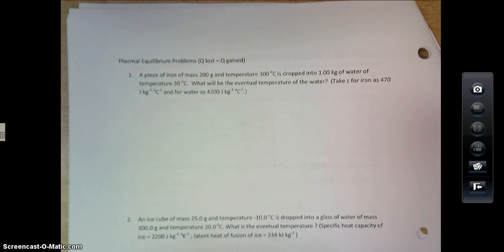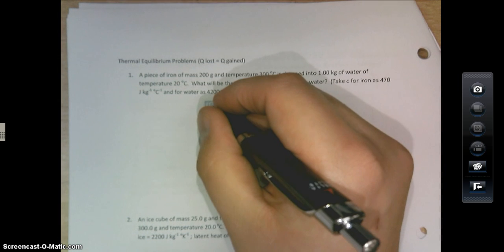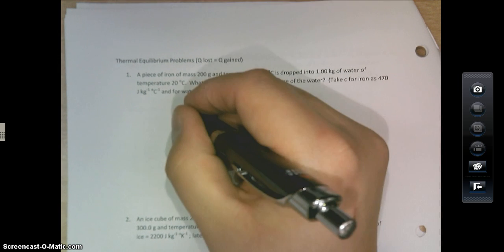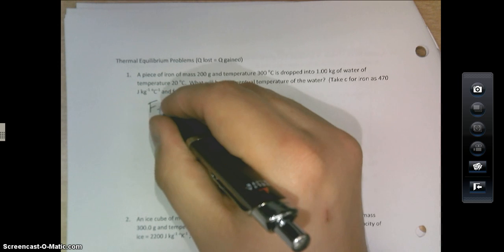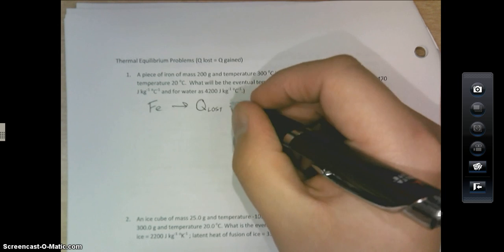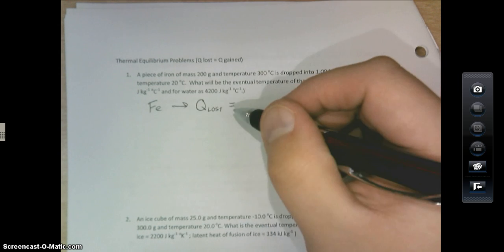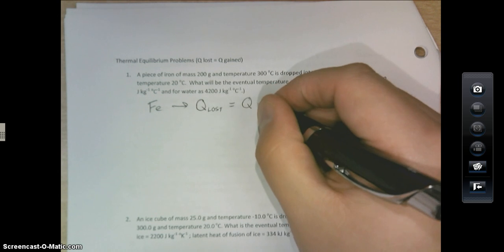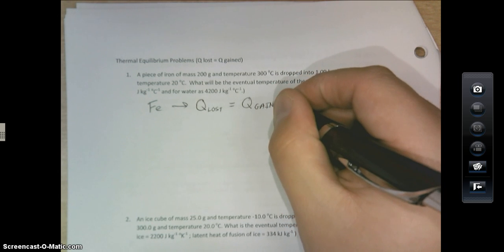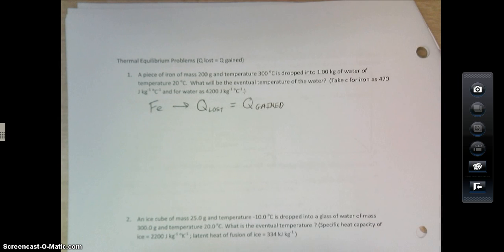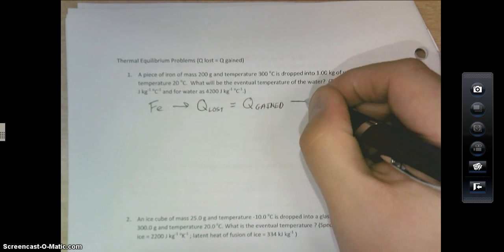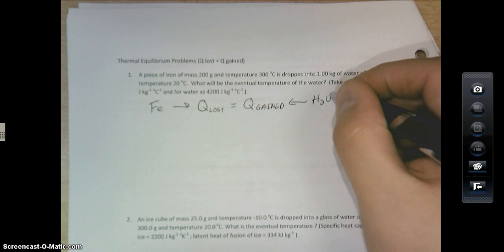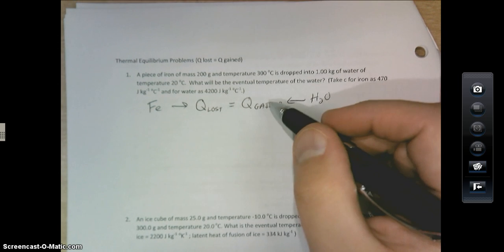Okay, so if we think about this in terms of heat, the iron is going to lose some heat. It's going to cool off in the water. However much heat it loses, it must give to the water. Now, we have expressions for the amount of heat.